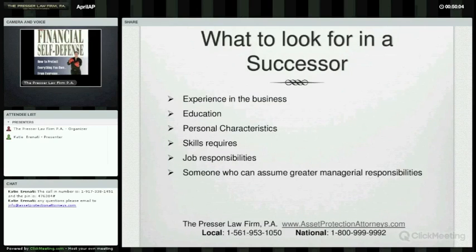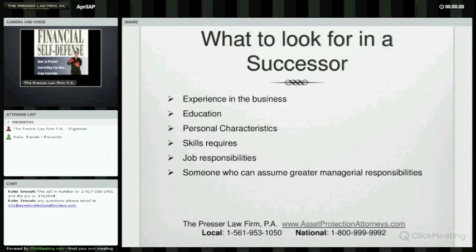So, what do you look for in a successor? Number one is experience in the business. Certainly you want someone who has experience. There's nothing you could do that puts you above experience. I don't care how smart someone is or how good looking they are, there's nothing like experience in the field. Number two is education. I'm a big firm believer in educating yourself, and you should never stop learning.